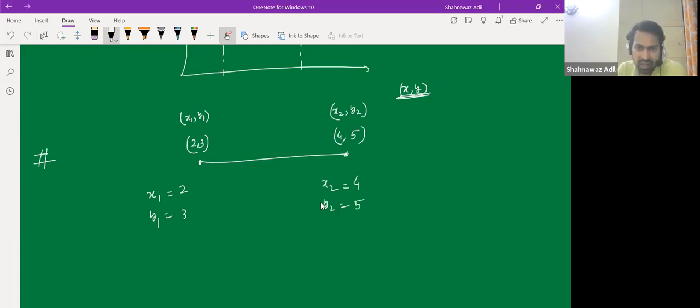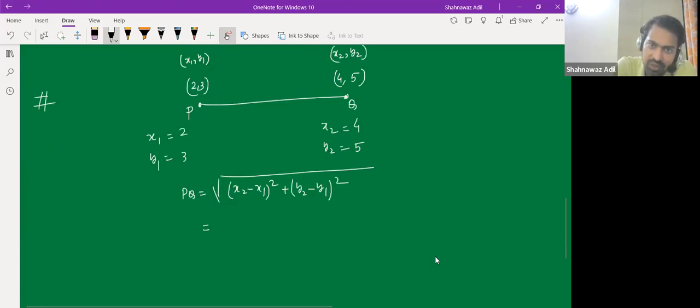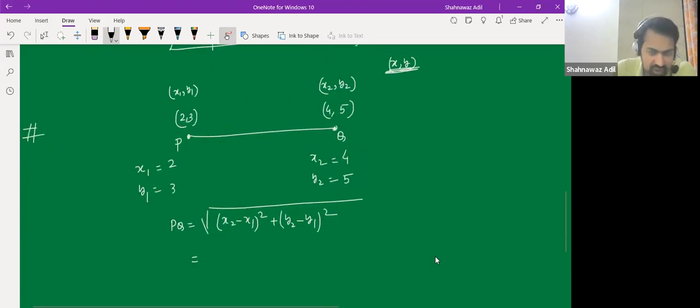So now we have these coordinates, we can calculate the distance between these two points. So PQ would be x2 minus x1 whole square plus y2 minus y1 whole square. Right. So please calculate and tell me what PQ you find.